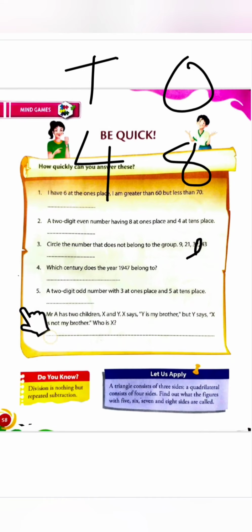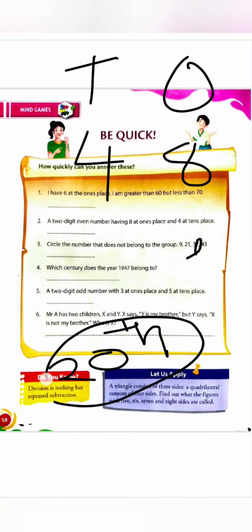Now kids, see in question 4. Which century does the year 1947 belong to? So kids, 1947 belongs to the 20th century. So kids, all of you remember, 20th century.